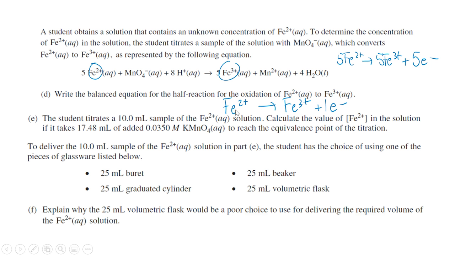So in these half reactions, the oxidation half reactions have electrons on the right side. That's because they're giving up electrons. If we were to look at a reduction, it would have electrons on the left side because it'd be gaining electrons.